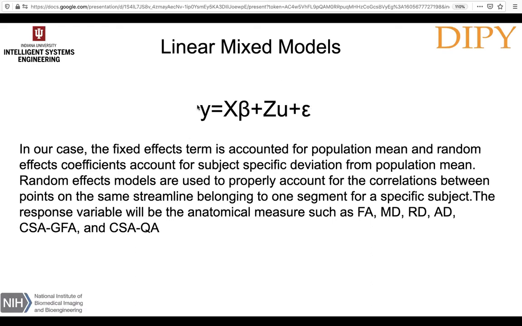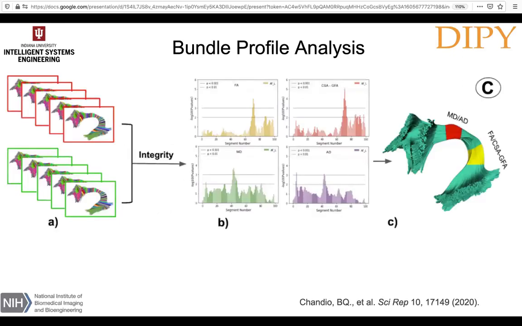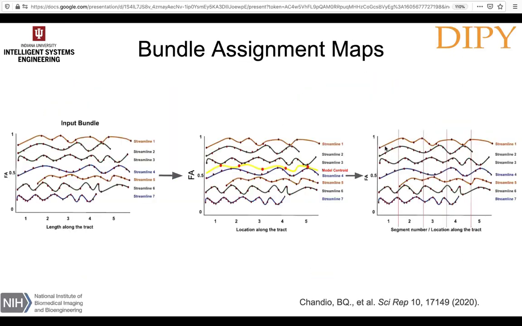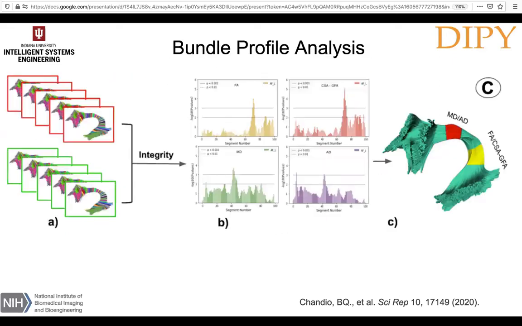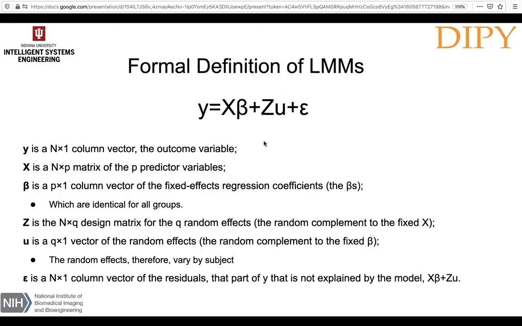In our case, the response could be the anatomical measures such as MD, FA, RD. And we include random effects because random effect models are used to properly account for the correlation between points on the same streamlines belonging to one subject. Because as we saw, from one streamline we can have multiple points belonging to one segment and also multiple streamlines from subjects. So that is accounted for by this term.